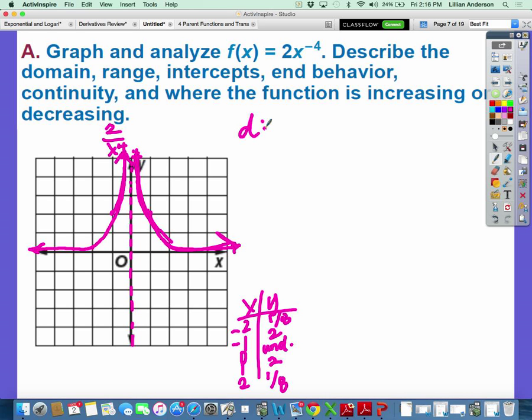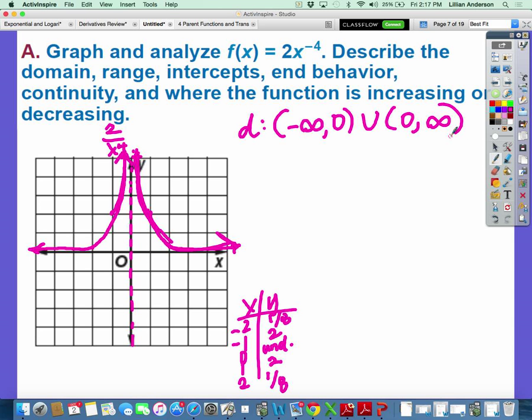What's my domain here, looking at this graph? Now that we have the graph there, raise your hand and tell me what the domain is. Miriam? Negative infinity to 0, union, 0 to positive infinity. You are correct. Good stuff.